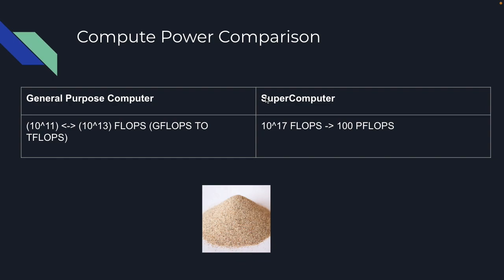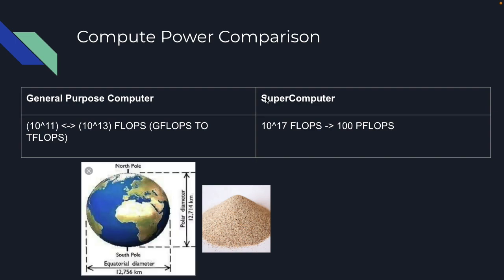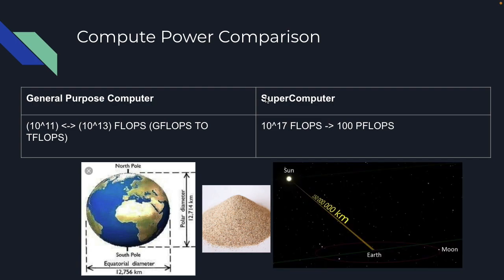But 10 to the power 13 grains of sand put in the exact same way would give you a line which could stretch from the South Pole all the way to the North Pole and start making its way back. That's a general purpose computer. And that's good, and it can do that every second. Now, 10 to the power of 17 can give you a line that would stretch between the Earth and the Sun. That's how different they are.